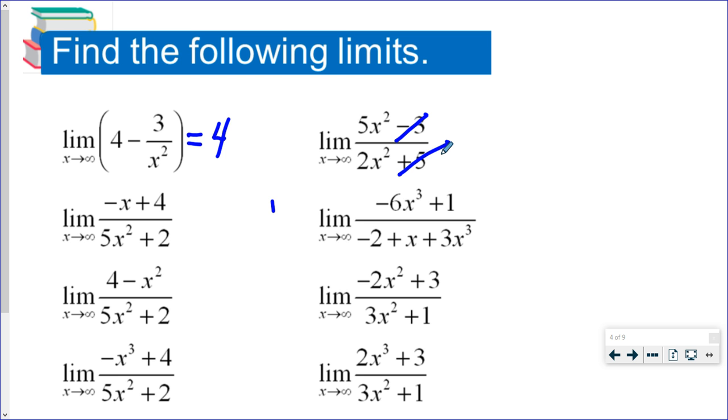Okay. Now, of course, Bill Gates' money squared and Bill Gates' money squared do matter, right? But if you have Bill Gates' money squared in the numerator and Bill Gates' money squared in the denominator, what happens to it? It just cancels out. So what's left? 5 over 2.